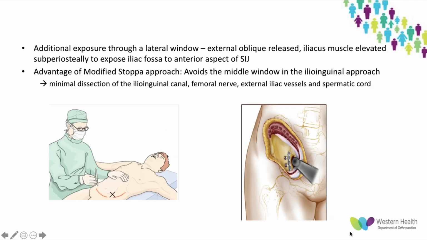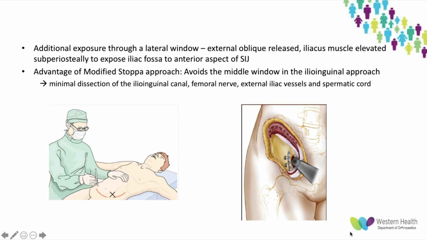The advantage of the modified Stoppa approach is that you can increase the exposure through a lateral window. This is equivalent to the lateral window of the ilioinguinal approach, but is made through a separate incision. So where the external oblique is released and iliacus muscle is elevated subperiosteally to expose the iliac fossa and the anterior aspect of the sacroiliac joint.